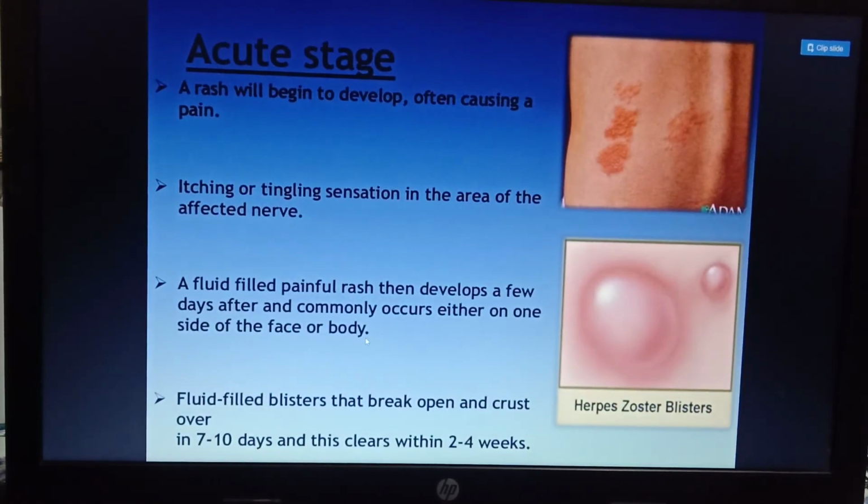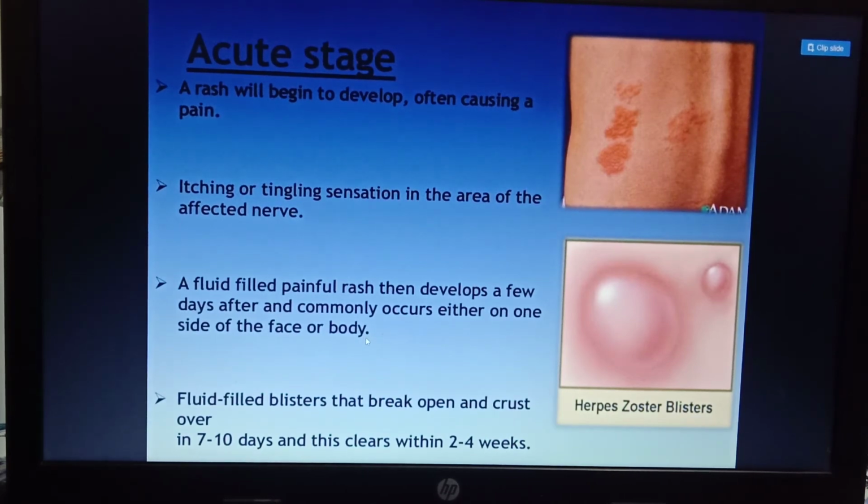The next one is the acute stage. In the acute stage, a rash will begin, as you can see in the first picture. On the area of the shingles you will have an itching and tingling sensation, because the nerve has been infected. Later, a fluid-filled painful rash will be there.